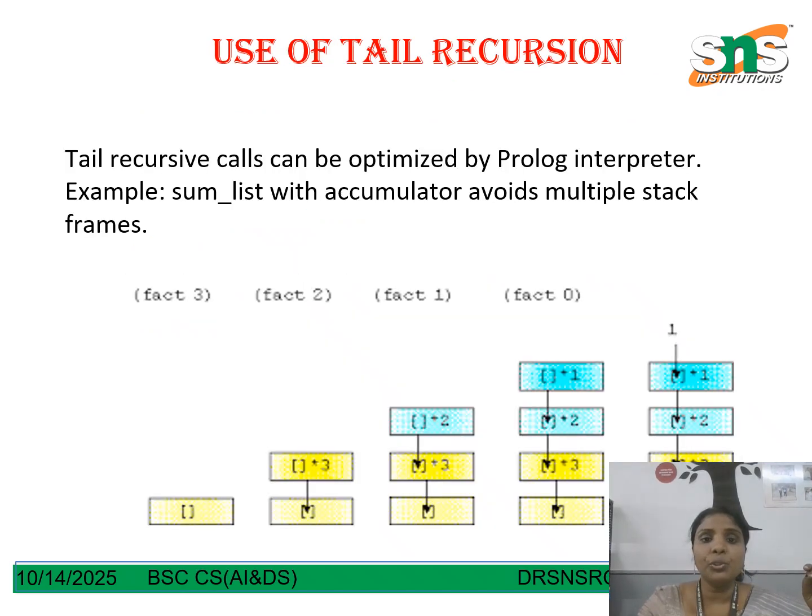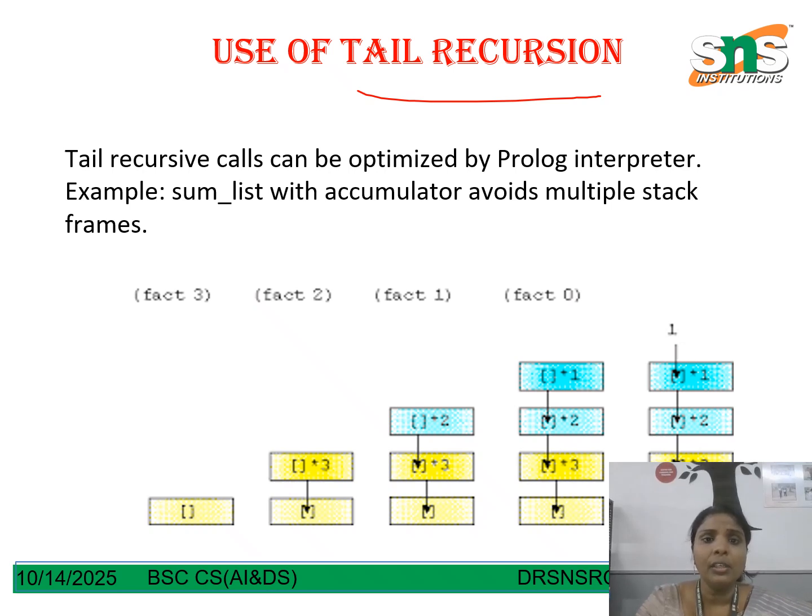Next, we see the use of tail recursion. Tail recursion is one of the main techniques for efficiency in this topic. So, tail recursion optimization in Prolog, you can tell students, tail recursive calls are a special kind of recursion where the recursive call is the last operation in a predicate.